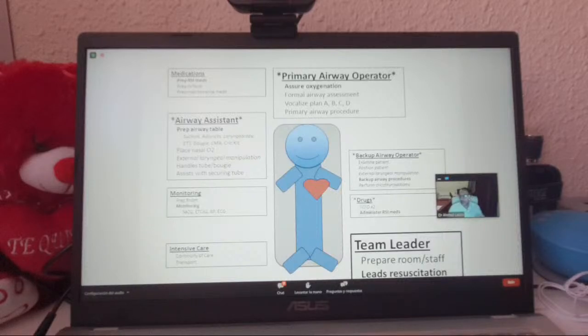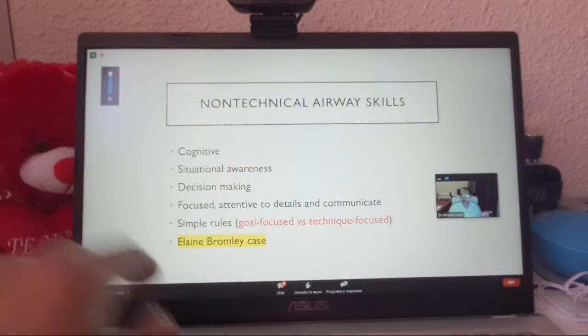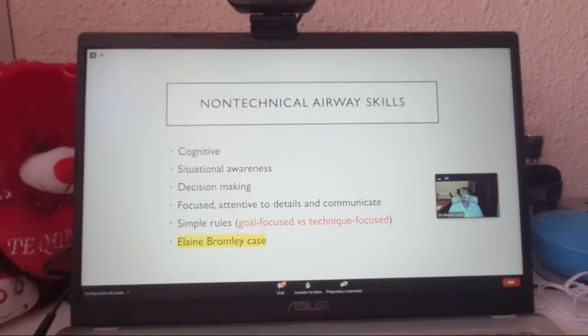Again, the team leader is important, overseeing the whole situation and guiding people with clear instruction and making sure that the plan and the checklist is followed. Non-technical skills, the cognitive skills, the situational awareness. If you haven't watched the videos from the Elaine Bromley case, please go and Google it. There is a lot of learning from that case about those simple rules about being goal-focused. Everyone was focused on getting the tube between the vocal cords and not about getting the whole patient in good shape with a reasonable oxygenation to stay alive. And for getting the tube between the vocal cords, we lost the patient.